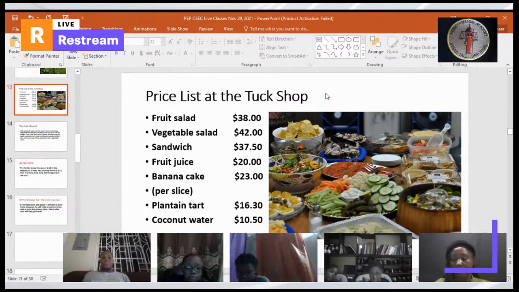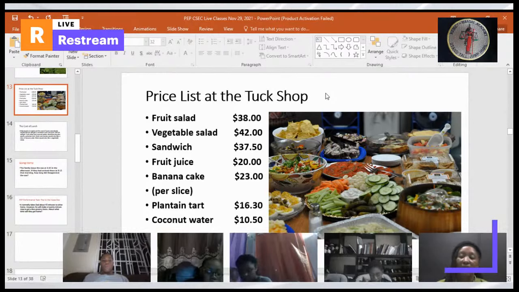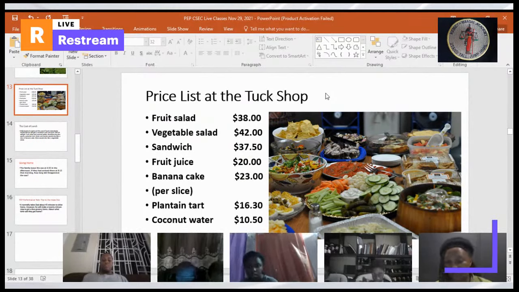Okay, quickly jot down, or if you're able to, take a screenshot in some way, have a recording of these prices, and then we're going to dive right into calculating the cost of lunch for the members of Kevin's family.